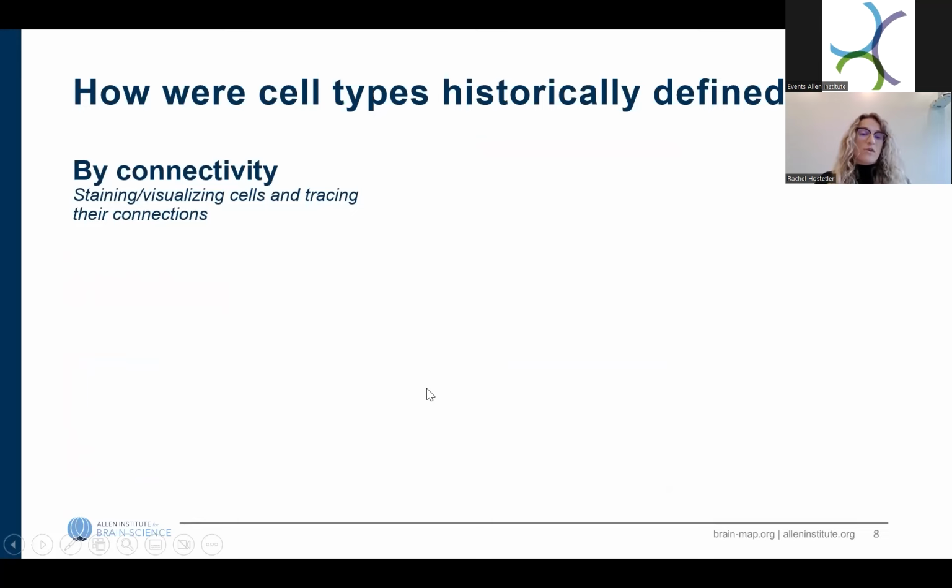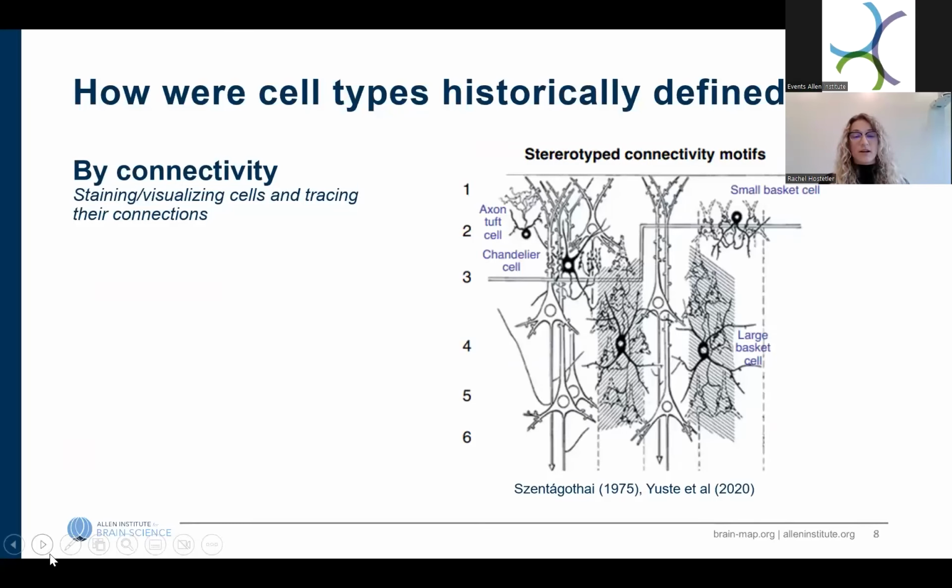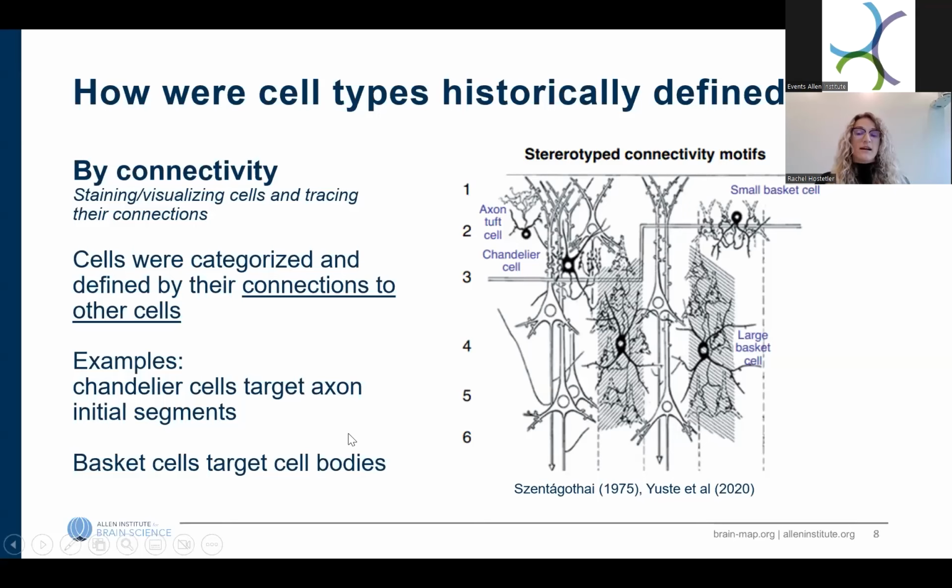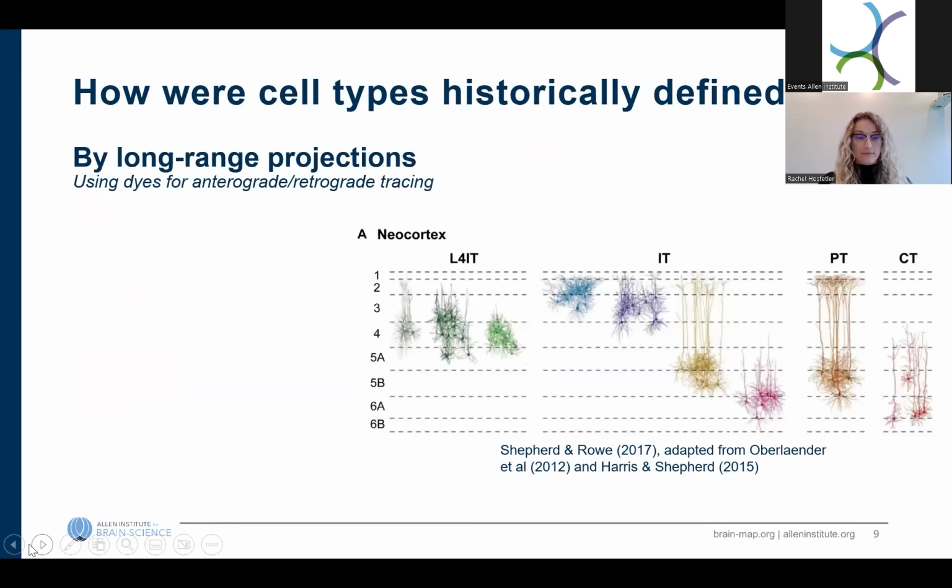Not only does the shape of the cell matter, but how the cell connects to other cells is also very important. Cell types were historically defined through their connectivity and by staining and visualizing cells and tracing their connections. In the previous slide, I mentioned chandelier cells and basket cells as examples of different morphologies. Not only do these cells differ in their shapes, but also in how they connect to other cells. Chandelier cells are unique in that they specifically target axon initial segments, whereas basket cells target cell bodies, which means they have different functions and different properties within circuits.